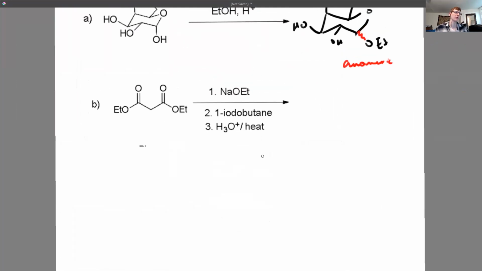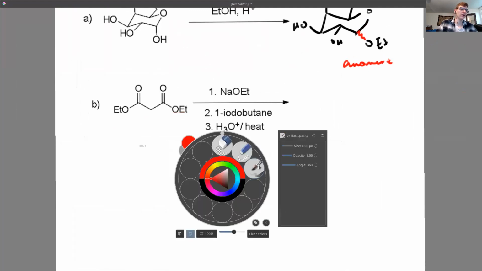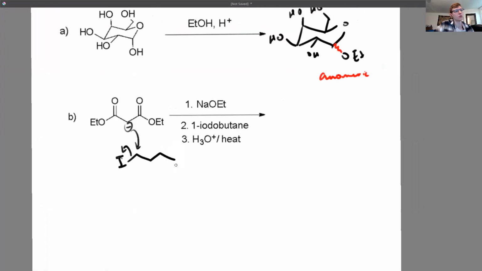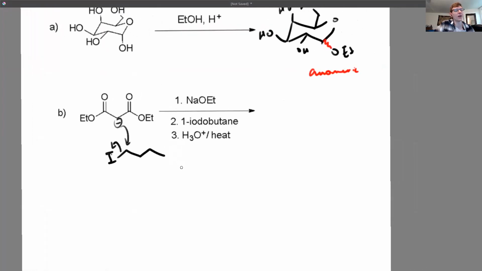Okay. Now what do we have? What is this? Malonic ester, right? And sodium methoxide, which does what? Take off an alpha proton. Okay. 1-iodobutane, which is this. So, okay, we can do SN2, right? And then H3O plus heat.